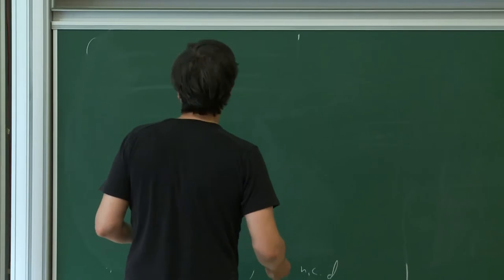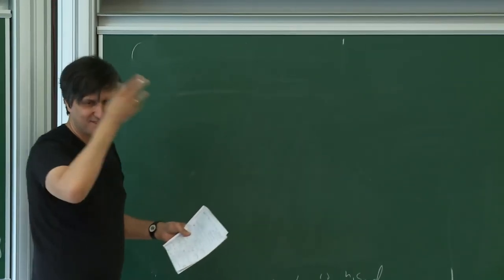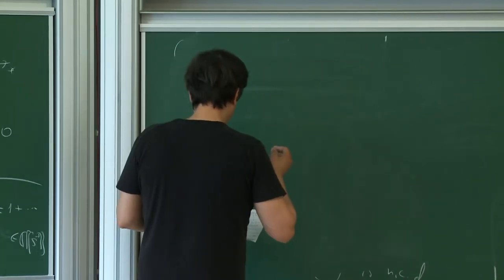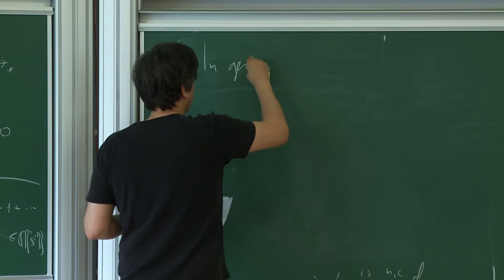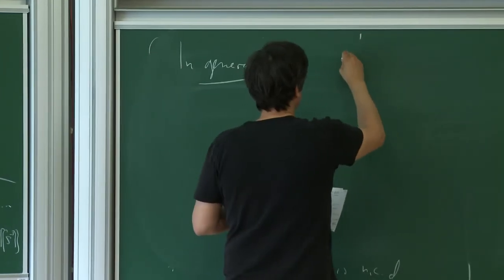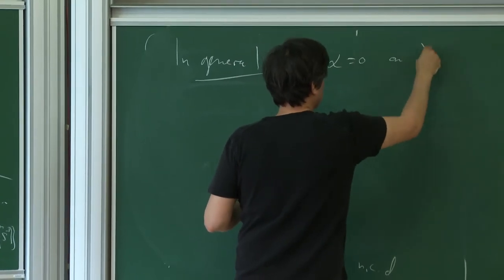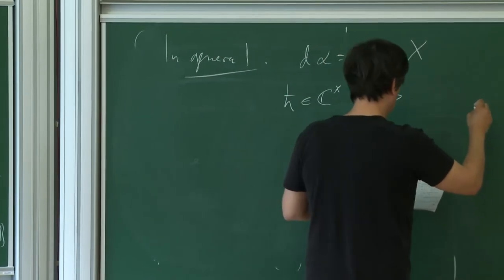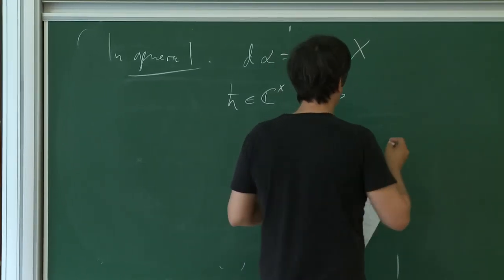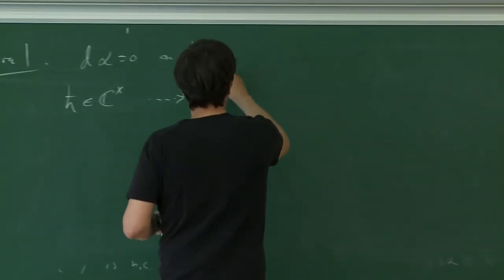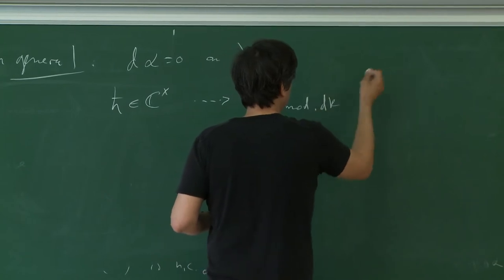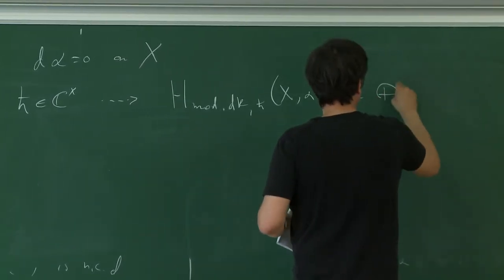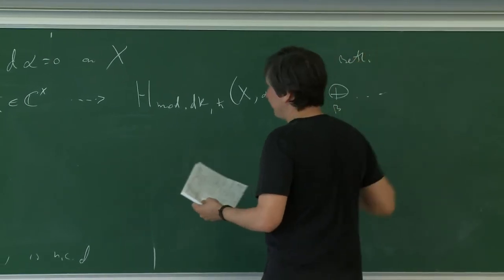In what follows, I will simplify notation, forget about these divisors, and ignore that they exist, just to make notation easier. So what happens in general? I have a closed one-form alpha on some variety X, and then for each non-zero Planck constant h bar, I have two isomorphic things: the modified de Rham cohomology of X, h bar, alpha, and it's isomorphic to this other stuff, the Betti one, by this comparison.